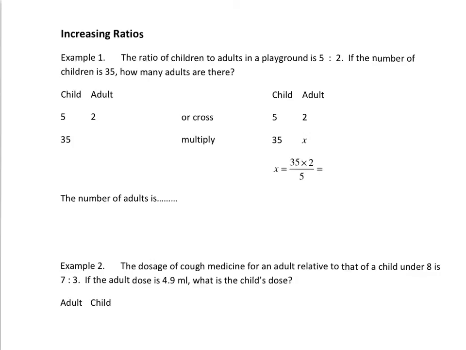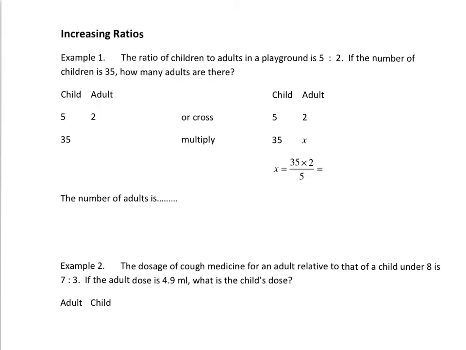In this example, we're given the problem in words and we're asked to increase a ratio. For instance, we know that the ratio of children to adults in a playground is 5:2. But we know the actual number of children is 35. How many adults are there?